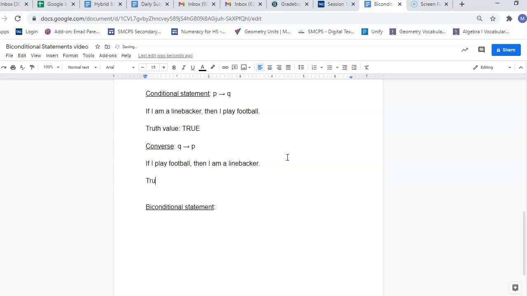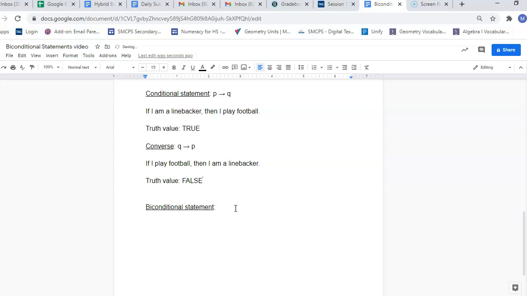And let's look at the truth value of this statement. If I play football, then I am a linebacker. I would say that's false because you could play football but be a quarterback. Or you could play football but be the kicker. I don't really know that much about football, but I do know enough about football to say that this statement is false. So you see how our truth values are different? The truth value for the conditional statement was true, but the truth value for the converse was false.